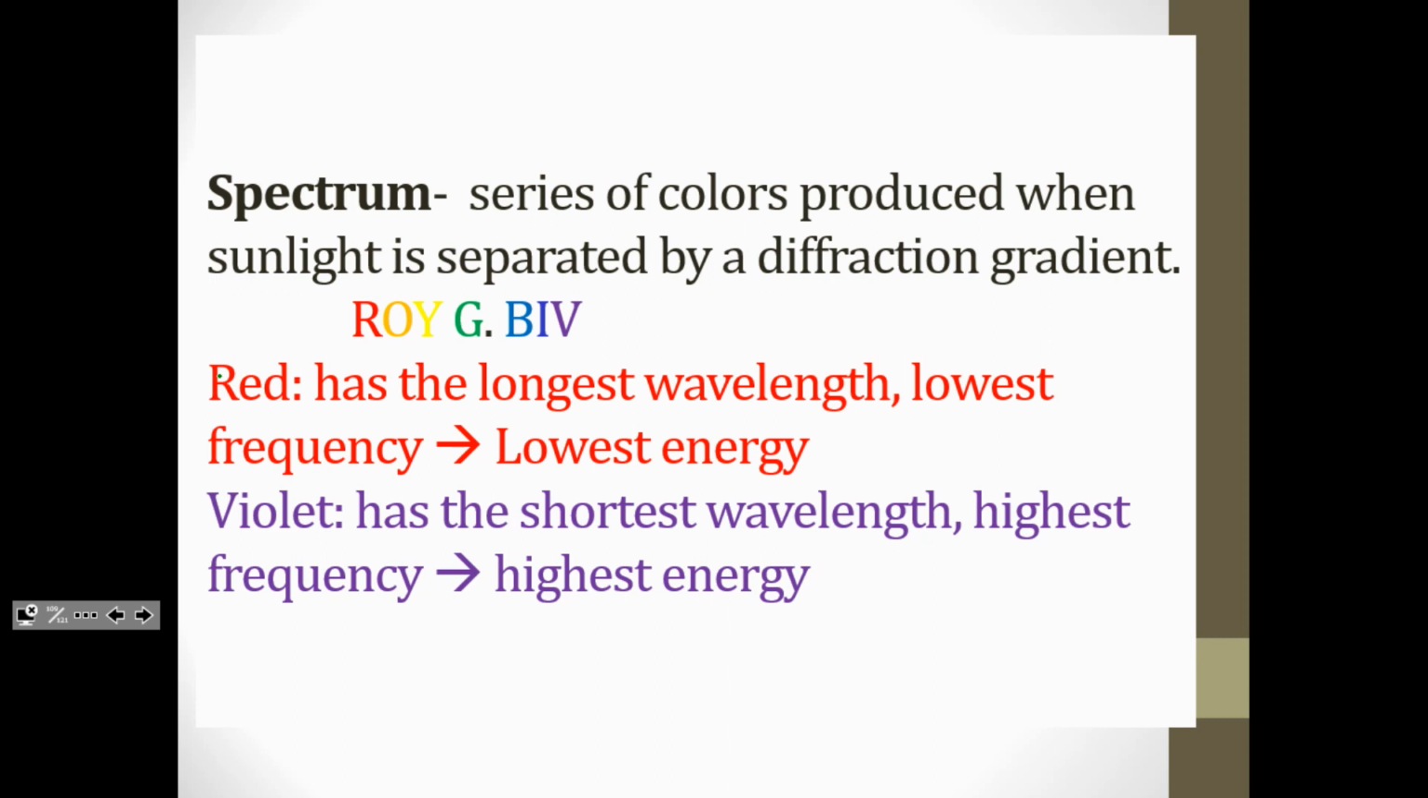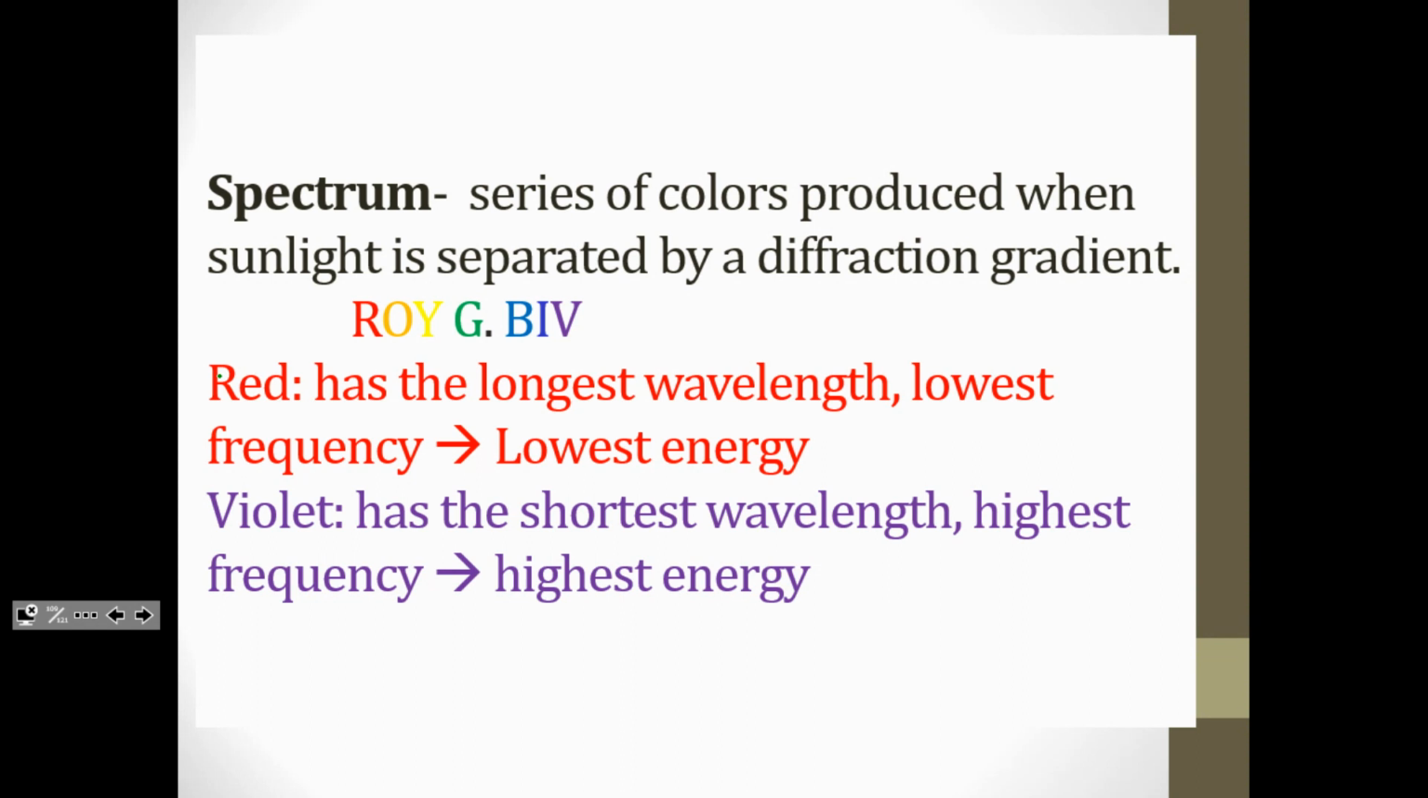This is a video that covers spectrum and atomic emissions. A spectrum is a series of colors produced when sunlight is separated by a diffraction grating. We have the colors of the rainbow: red, orange, yellow, green, blue, indigo, violet. So that would be ROY G. BIV. Some of you have heard that before.